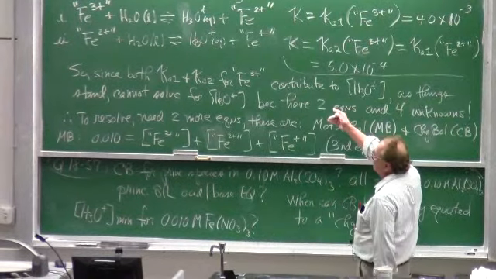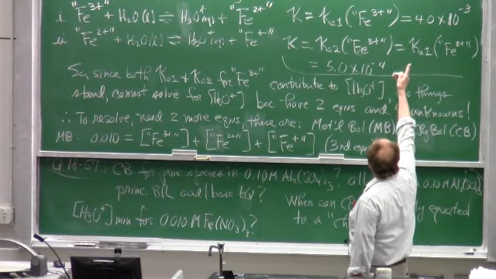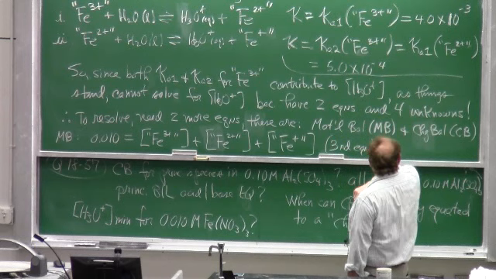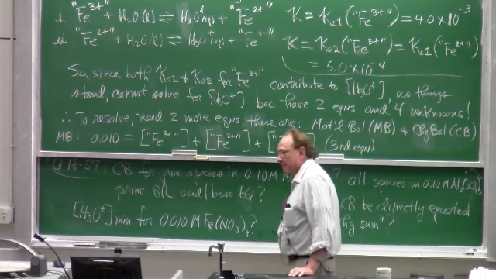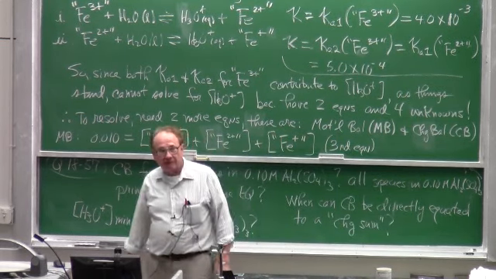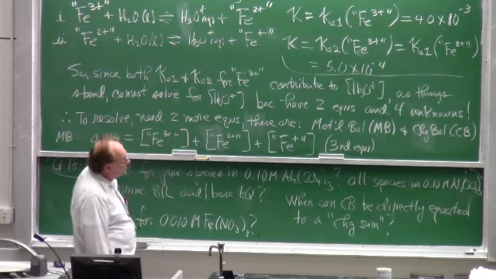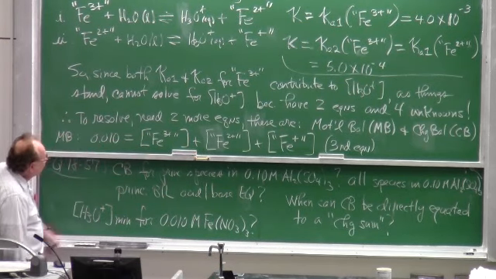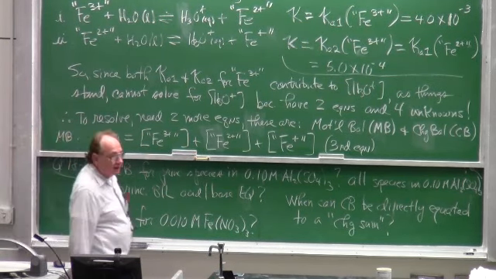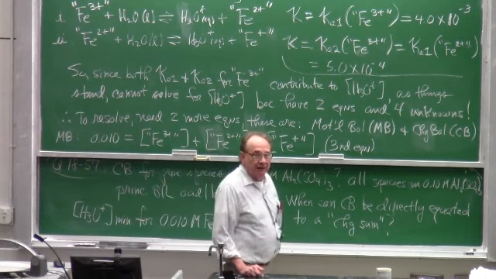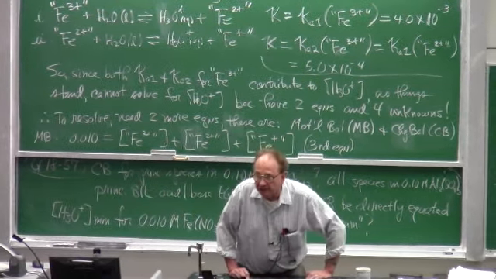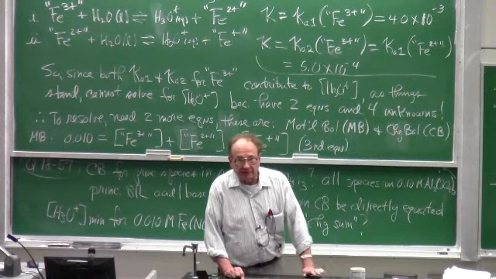So we wrote this here. Both Ka1 and Ka2 for Fe3+, quote unquote, contribute to the hydronium ion concentration. So as things stand, we can't solve for the hydronium ion concentration because we've got four unknowns and only two equations. So we've got to get two more equations. Well, one comes to us from a consideration we came to recognize earlier on. It's called material balance.